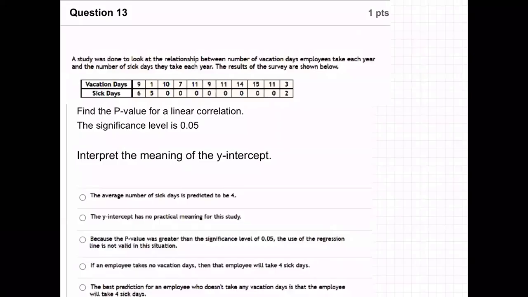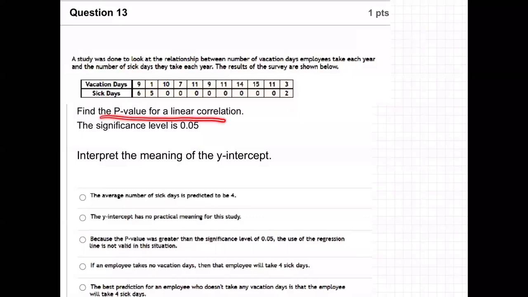Okay, so on this question, a study was done to look at the relationship between the number of vacation days employees take each year and the number of sick days they take each year. The results are shown below. So we have these employees and how many vacation days, like this first employee took 9 vacation days and 6 sick days. Second employee took 1 vacation day and 5 sick days, etc. These are each a different employee and how many vacation days and sick days they took.